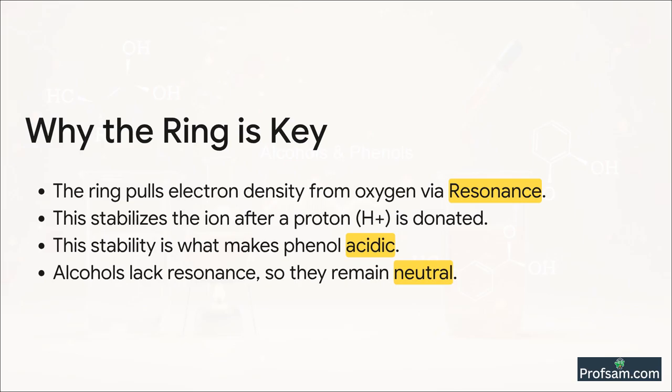It stabilizes it. It's like the whole family is sharing the burden. And because the resulting ion is so stable, the proton can leave very easily. And what do we call something that gives away a proton easily? Exactly, an acid. Now, poor alcohols, they don't have this fancy aromatic ring to help out. There's no resonance, so they just hold on tightly to their proton, and that's why they stay neutral.